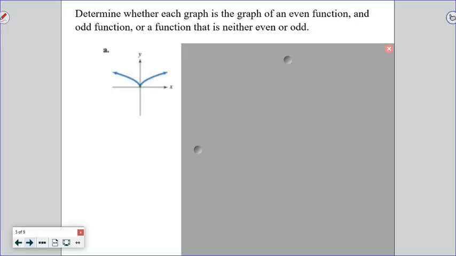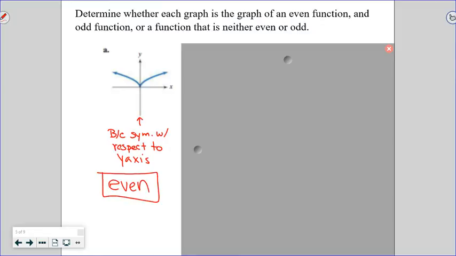If we are determining based off of a visual, does that picture have any symmetry? Yes, symmetric with respect to y-axis, which matched up with which of the ones we just talked about? Even. You got it. For my notes purposes, I'm going to write more than I normally would here. Because it is symmetric with respect to y-axis, we would say that it is an even function. All right. Okay, let's look at another one here.